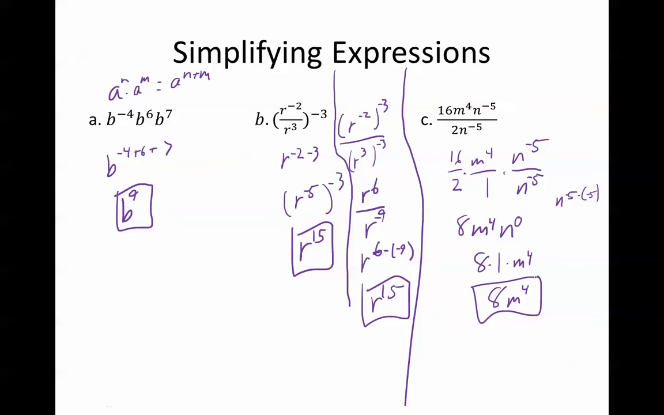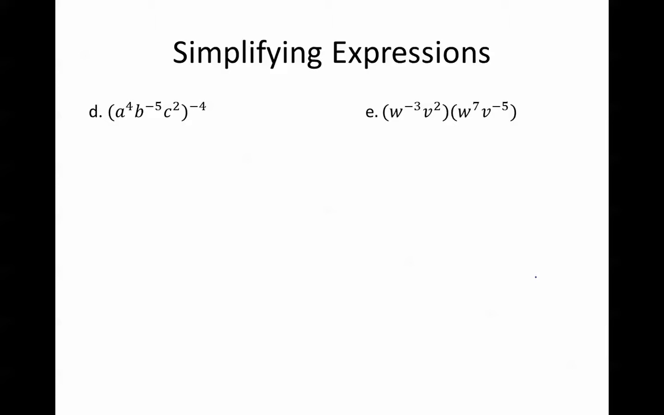Let's do a couple more. We got 2 more examples here to do. So look at D. We have a to the 4th, b to the negative 5th, c squared, all to the negative 4 power. Again, I've got multiple variables going on here. We can do this 2 different ways. I can take everything to the negative 4th power first, or I can handle the negative exponent first. I think what I'm going to go ahead and do is do everything to the negative 4th power.